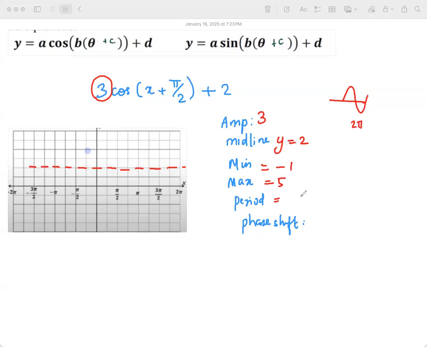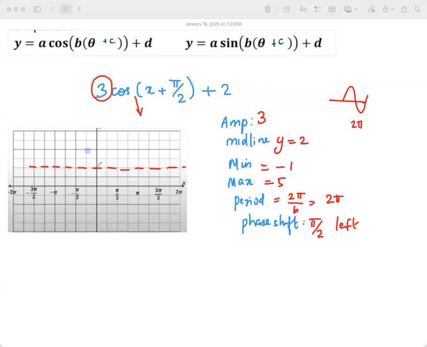B is what? B is 1 here, right? So period 2 pi, phase shift is pi by 2 to the left or right? Left. Yeah, that's it. So now you should be able to draw, I feel, right?